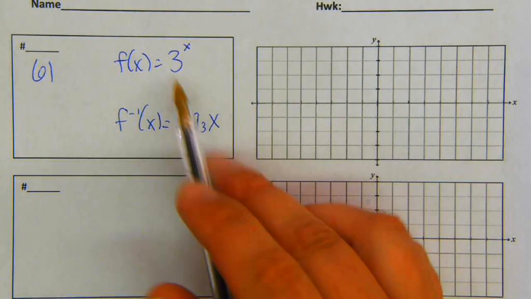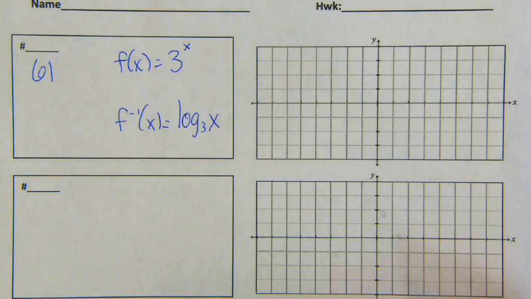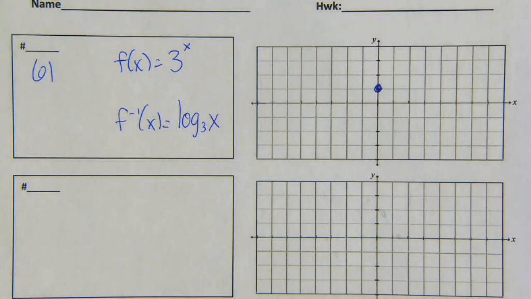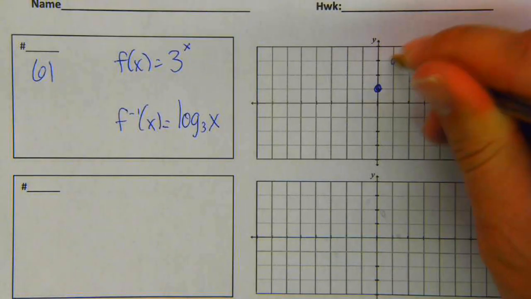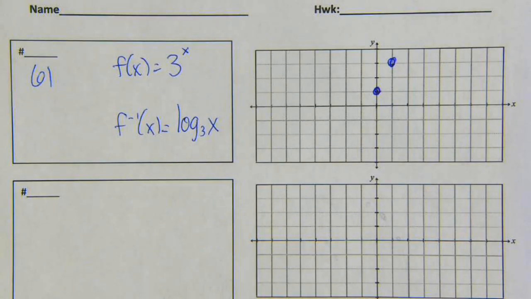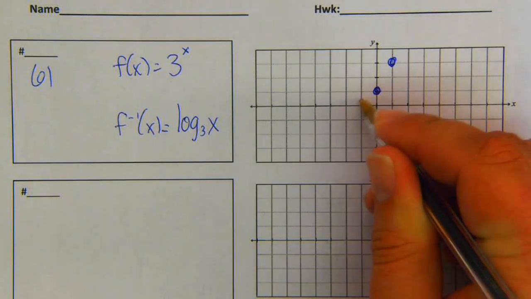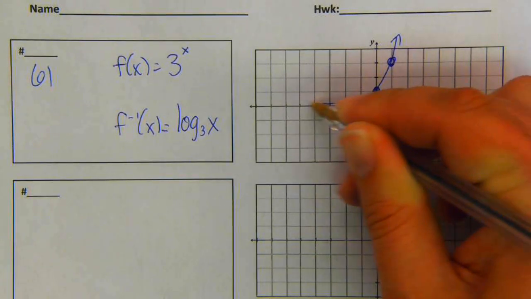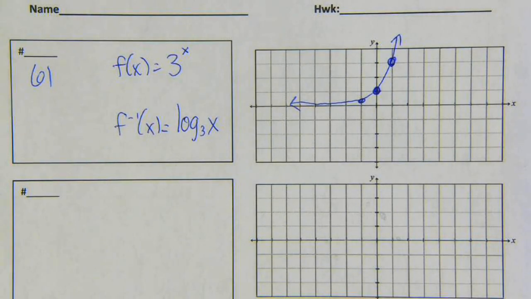Okay, I'm just going to do both without the calculator, because 3 to the x is just, well, when x is 0, y is 1. When x is 1, y is 3. And when x is negative 1, y is 1/3. So this is what 3 to the x looks like. That's the kind of graphs we did yesterday.